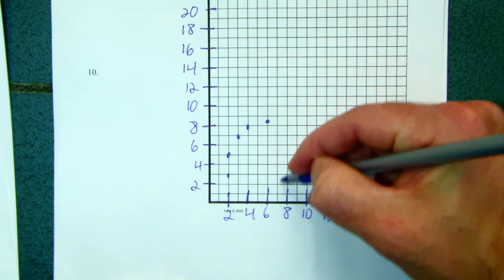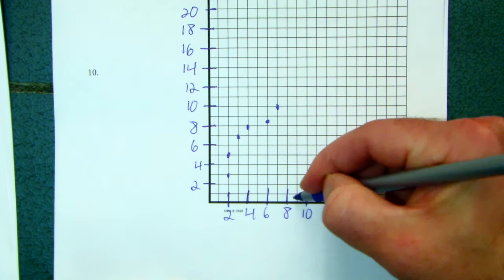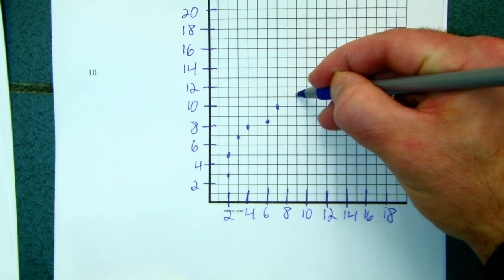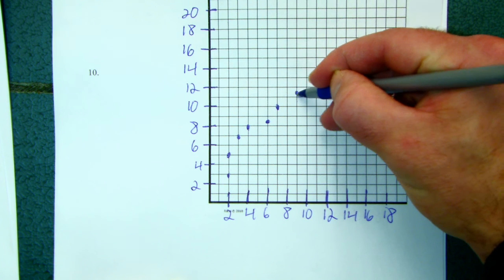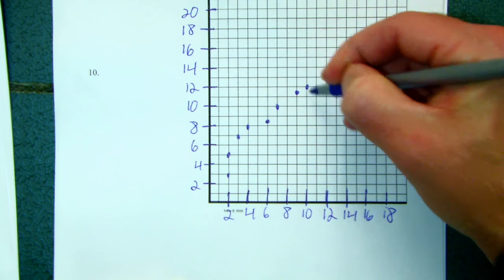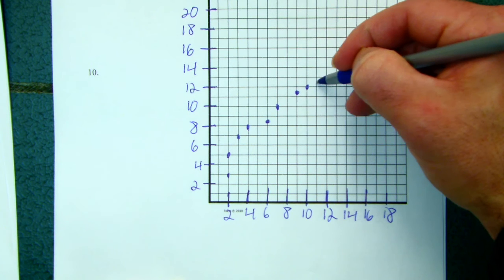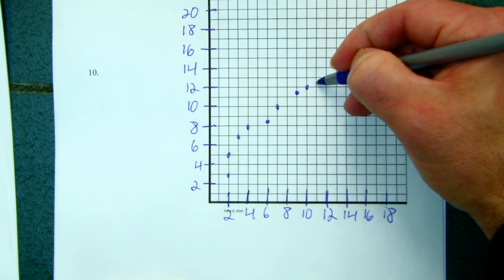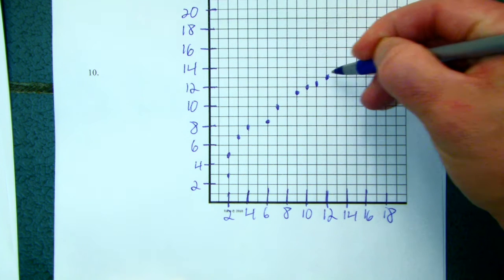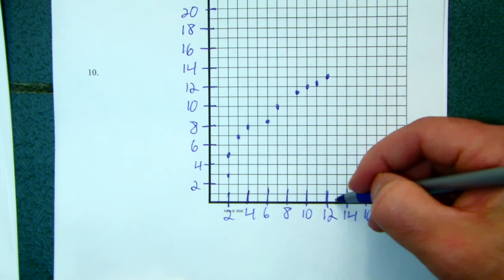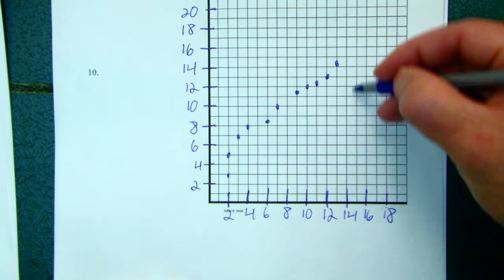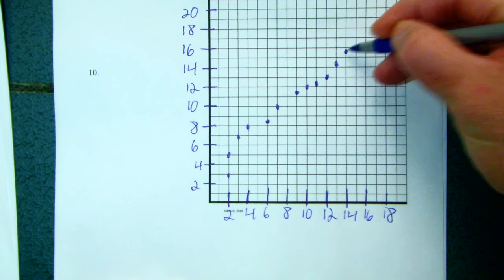7, 10, 9, 11.5, 10, 12, 11, 12.5, 12, 13, 13, comma 14.5, and then 14, 15.8. So it's going to be right up there.